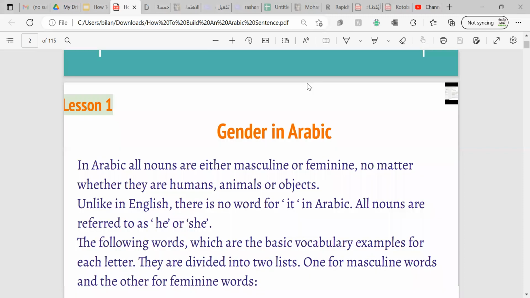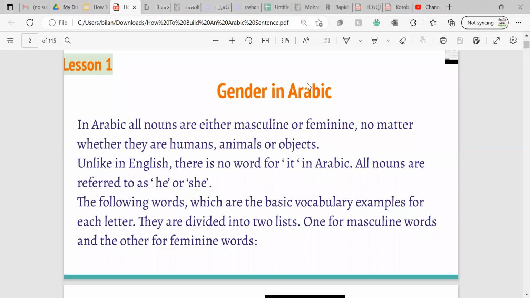So the first lesson is the gender. You need to know that in Arabic all nouns are either masculine or feminine. So there is no "it" in Arabic. All nouns are referred to as she or he, hiya or huwa. You will know that in the future lessons.